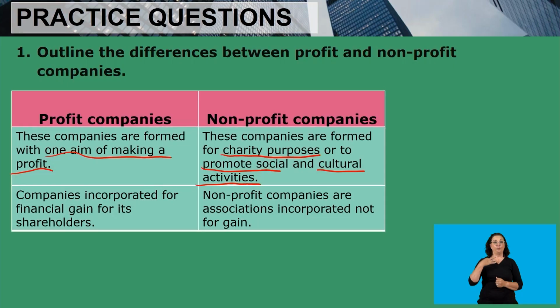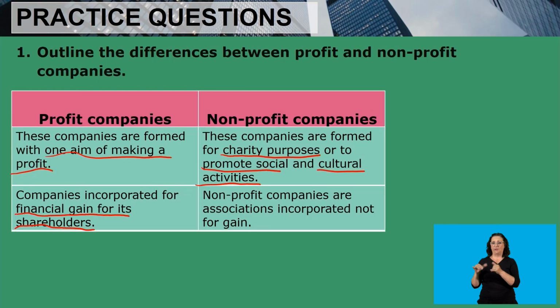With profit companies, these companies are incorporated for financial gain for its shareholders. So with profit companies, we have shareholders, and these shareholders have to get a return on their investments. So when we start the profit companies, we are looking at the income and the profit that we are going to get as a company, and making sure that the shareholders also get a return on their investment since they have bought shares in profit companies.